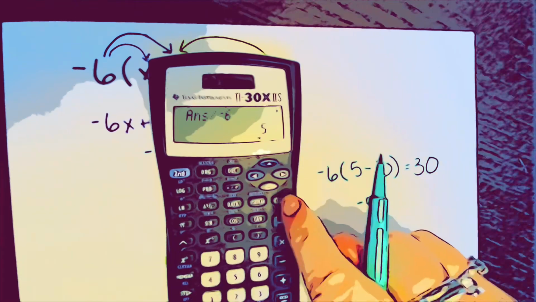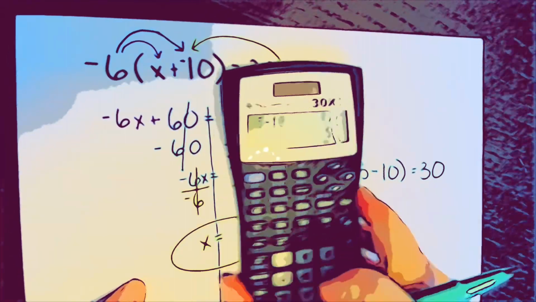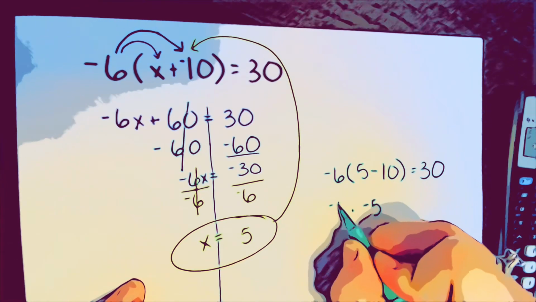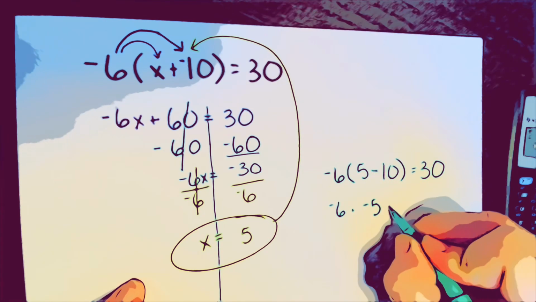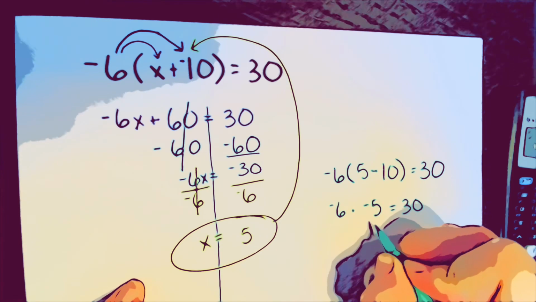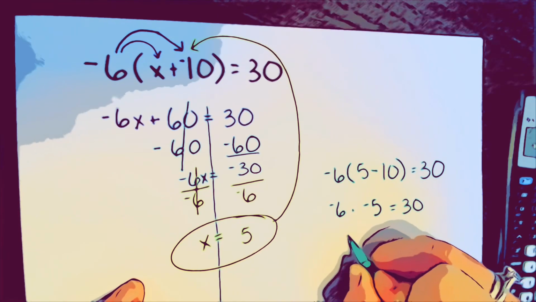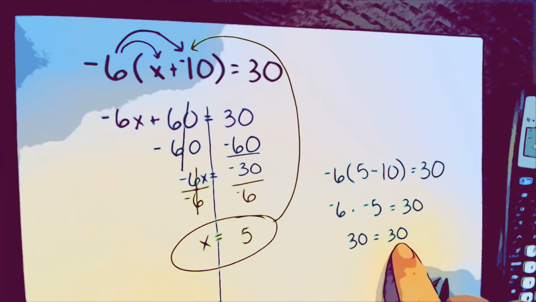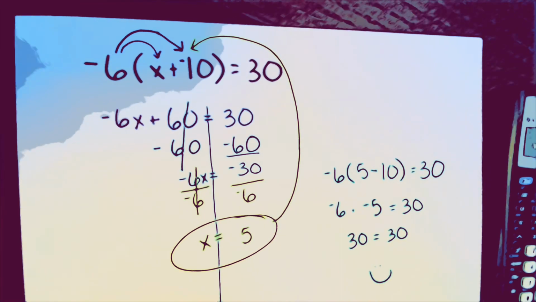And again, we have a calculator. If I have 5 and I minus 10, -5. -5 is being multiplied by -6 because -6 was on the outside of these parentheses. So that's a multiplication question, equals 30. The negative times the negative is a positive. So -6 times -5 is a positive 30. 30 equals 30. And this is a true statement, which means that x is in fact 5. Good job.